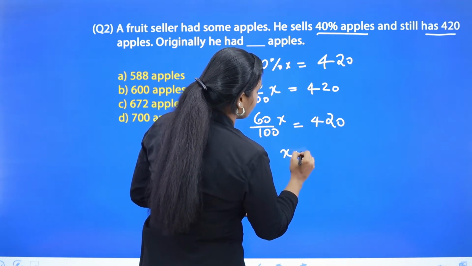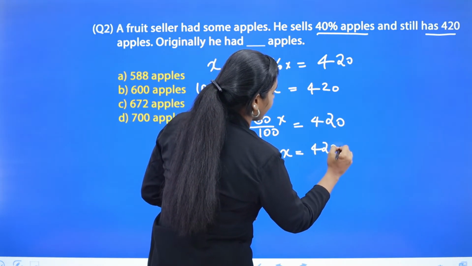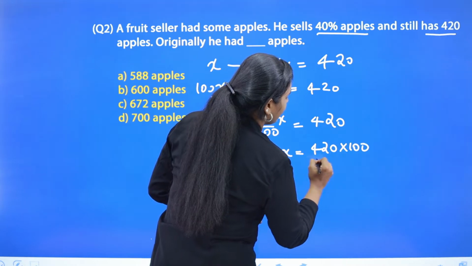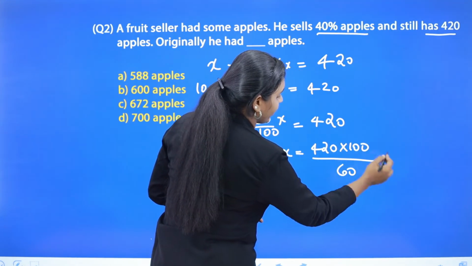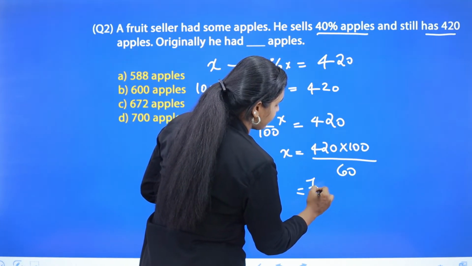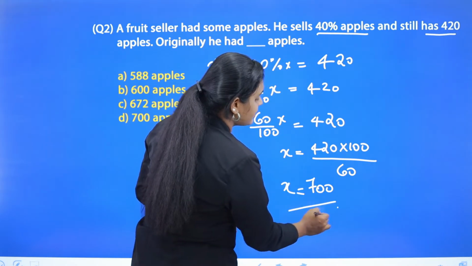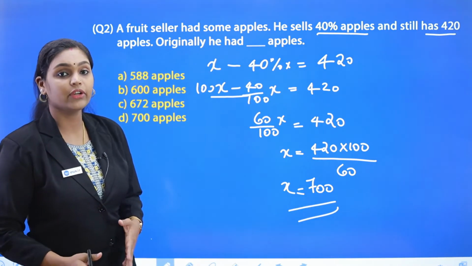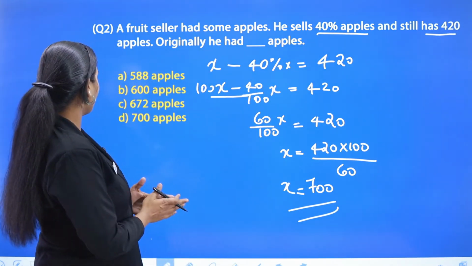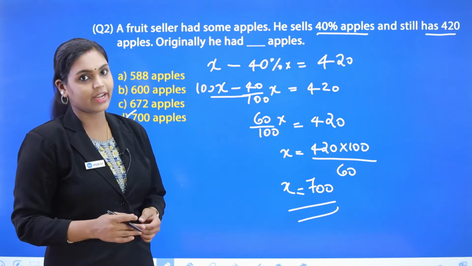Now x is equal to what? 420 into 100 by 60. So on cancelling these and all, we'll be getting 700. x is equal to 700. That means in total there were 700 apples. So option D is the right answer.